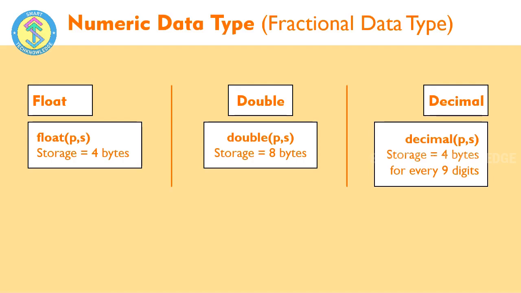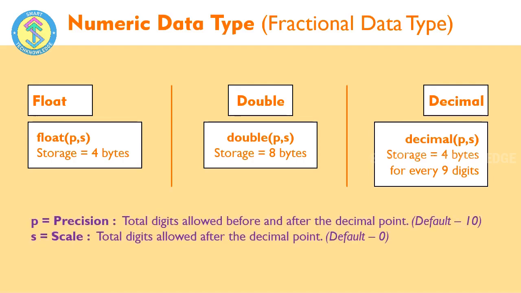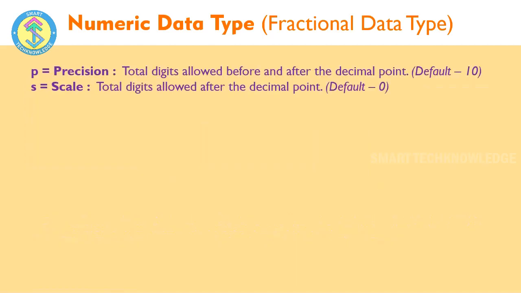P is precision. That means total number of digits allowed before and after the decimal point. The default value for precision is 10 and S is scale. That means total digits allowed after the decimal point. The default value is 0. This may be a bit confusing. So let's learn it with the help of an example for better understanding.